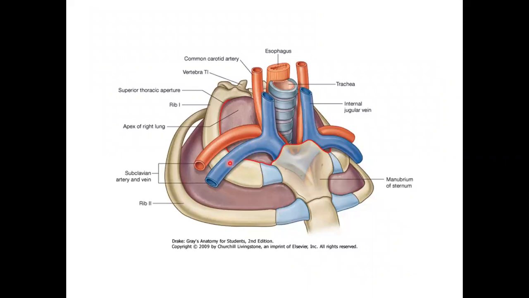So here's your subclavian vein and your subclavian artery. Here's your first rib and your clavicle. This is where the clavicle articulates with the manubrium of the sternum, and then it comes over. We use our clavicle when we're trying to palpate for the ribs. You actually can't palpate the first rib because it's deep to the clavicle.